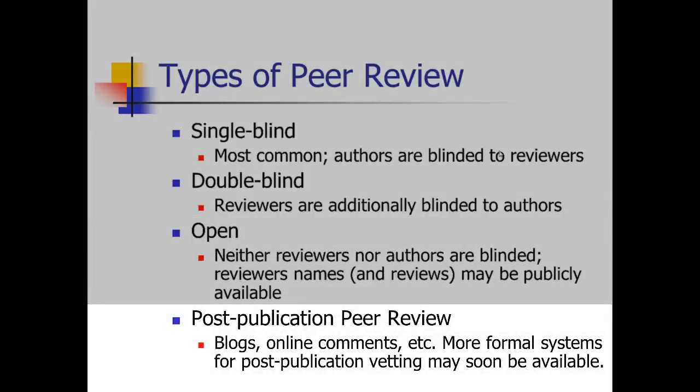There's also something called post-publication peer review, which is not what I'm talking about today, but be aware that as more and more things go online, there's a lot of peer review that happens after the paper's already been published. People are commenting online or on blogs, and this is a way of vetting papers that got through the peer review system but might have problems in them. There really is a movement to make more formal systems for post-publication review, so that may be coming along soon. Just pay attention to that as a way of quality control of the literature.